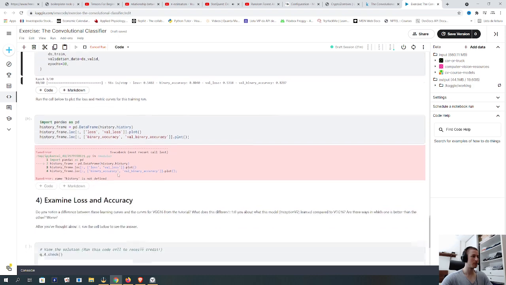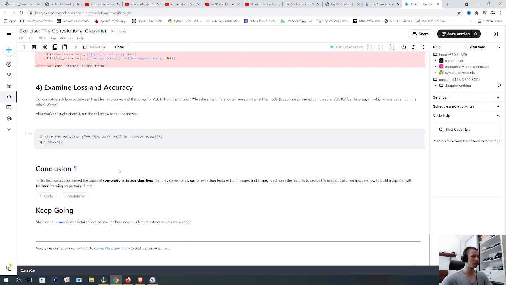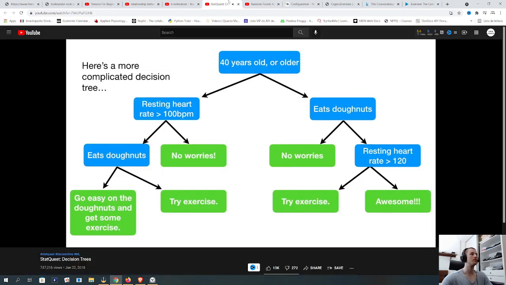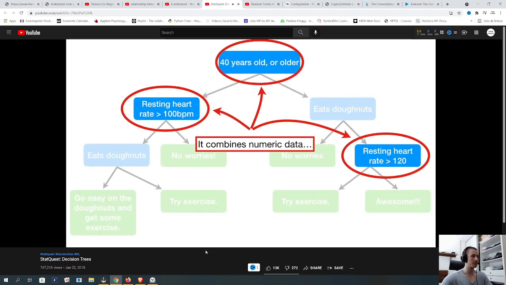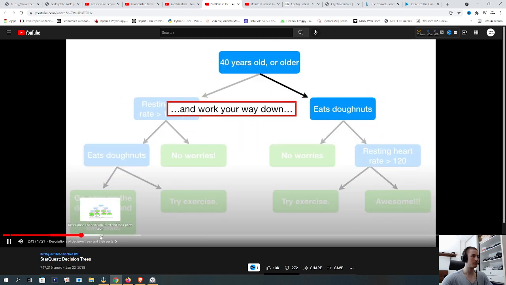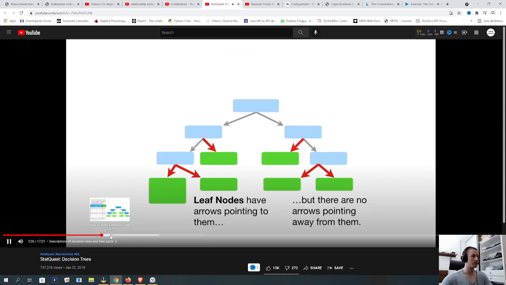Note, the classification can be categories or numeric. In this case, we're using mouse weight to predict mouse size. Here's a more complicated decision tree. It combines numeric data with yes-no data. You start at the top and work your way down. But there are no arrows pointing away from them.